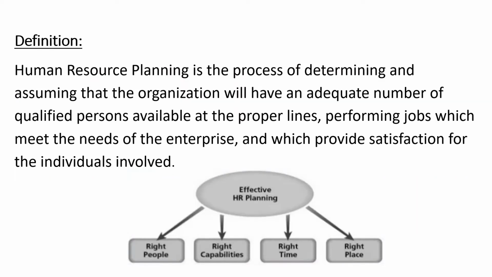Before going deep into the syllabus, we'll first understand what human resource planning is all about. Human resource planning is the process of determining and ensuring that the organization will have an adequate number of qualified persons available at the proper times performing jobs which meet the needs of the enterprise and which provide satisfaction for the individuals involved. This simply means that effective human resource planning means the right people with the right capabilities at the right time at the right place.